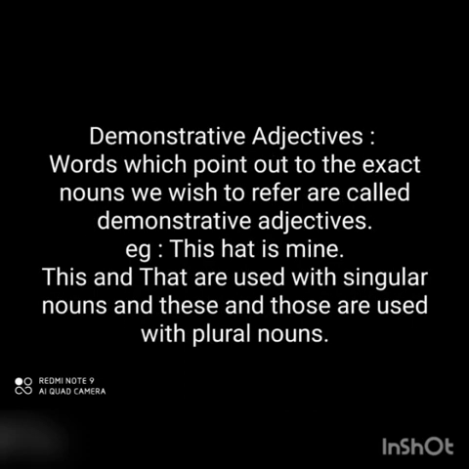Demonstrative adjectives. Words which point out to the exact nouns we wish to refer are called demonstrative adjectives. Example: this hat is mine. This and that are used with singular nouns, and these and those are used with plural nouns.